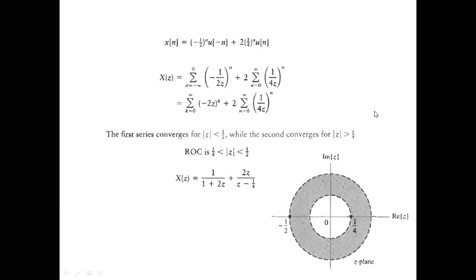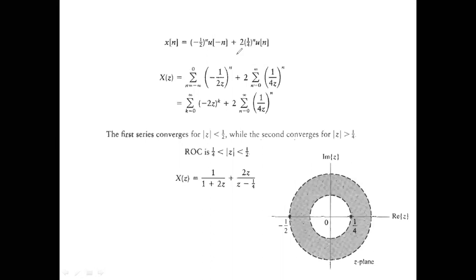Let me tell you, a Z transform is also linear in nature. If you can visualize a signal as the sum of two signals, the individual Z transforms can be added up to give you the complete X of Z. Now let us see the first signal here. So what is the signal? Half to the power n into u of n.